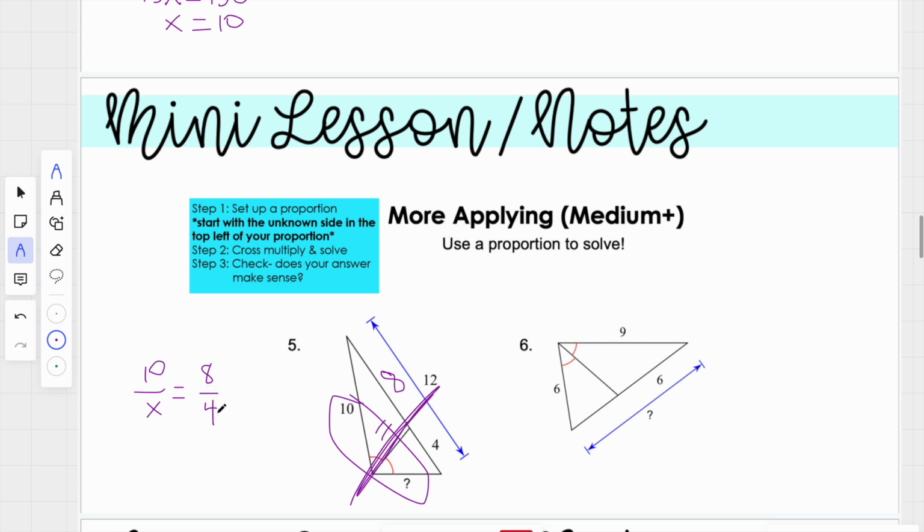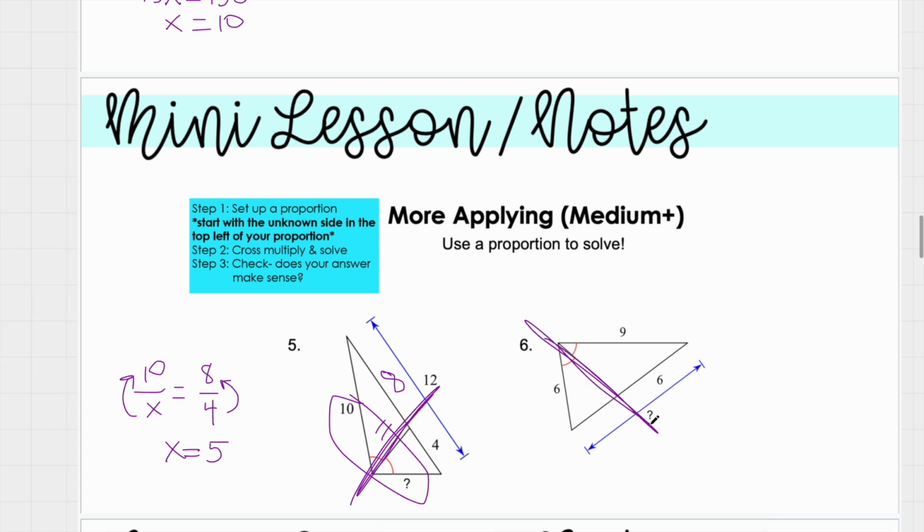Oh, well, that's easy, right? Because 4 times 2 is 8. What times 2 is 10? Well, x is equal to 5. Now, of course, you could have done that with cross multiplication. And you would have gotten 8x equals 40, and x would equal 5 there. All right. This is kind of like the one we did on the previous slide.